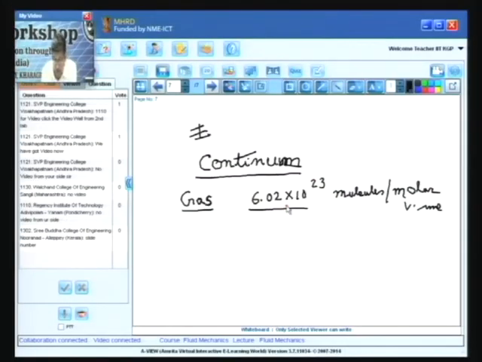This is known as Avogadro's hypothesis, this number of molecules. So, therefore, for a molar volume this number of molecules are there. If we want to study the dynamics of the molecules, then what we have to do?